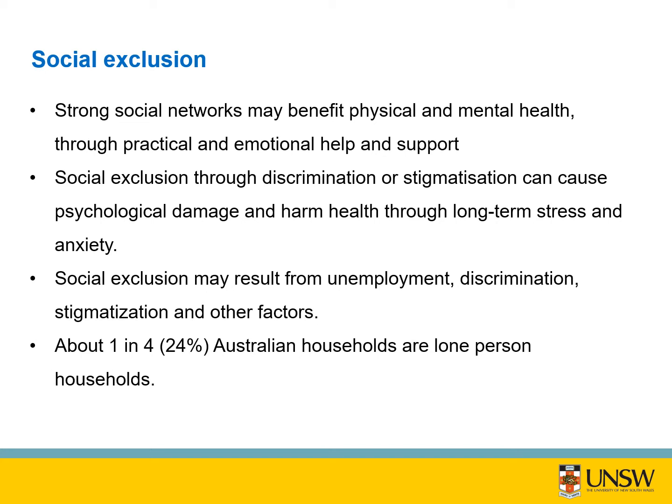Strong social networks may benefit physical and mental health through practical and emotional help and support. Social exclusion through discrimination or stigmatization can cause psychological damage and harm health through long-term stress and anxiety. Social exclusion may result from unemployment, discrimination, stigmatization, and other factors. About 1 in 4 Australian households are lone person households.